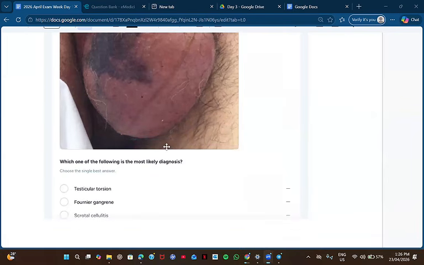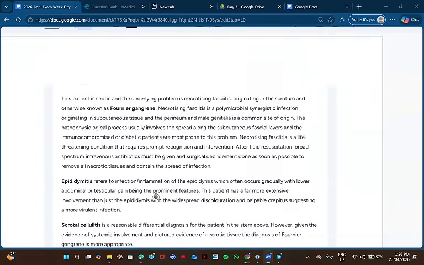So they're asking which one of the following is most likely the diagnosis. So you all know, because I was telling previously, it's Fournier gangrene, right? Fournier gangrene.